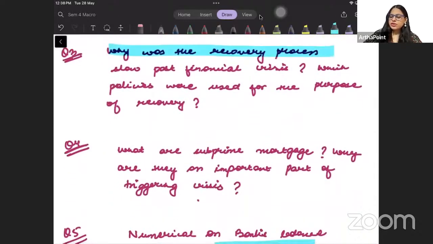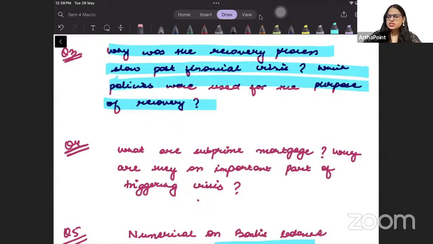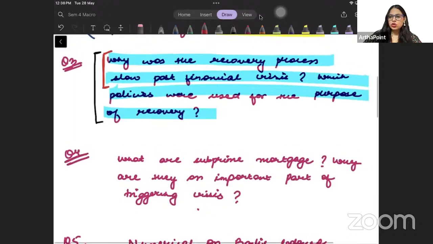Why was the recovery process slow post-financial crisis? Which policies were used for the purpose of recovery? This is an important question. तो पहले तो आप ये बताओगे कि why the recovery process was slow. Slow recovery process पे there is a pointer which is given in the summary of the chapter also. That is a good enough pointer. आप उसको भी revise कर सकते हो.